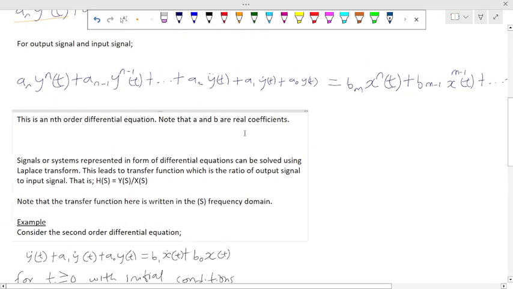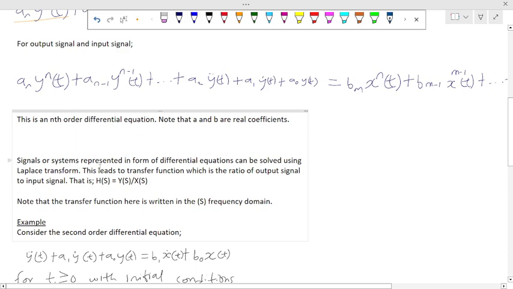So when we say this is an nth order differential equation, we are talking about this equation right here, this complete equation, not just the output, but the output and the input. That's an nth order differential equation. Note that a and b are real coefficients. Okay, a and b are real coefficients. So signals or systems represented in form of differential equations can be solved using Laplace transform.